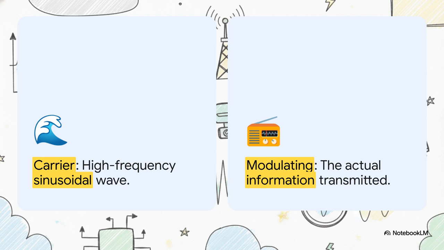First up, the carrier signal. This is our high-frequency workhorse, right? The delivery vehicle, zipping through the air. Then we have the modulating signal. This is the payload, the actual information we want to send. AM simply takes the amplitude, or the strength, of that carrier wave and varies it to match the message signal, all while keeping the frequency perfectly locked in.